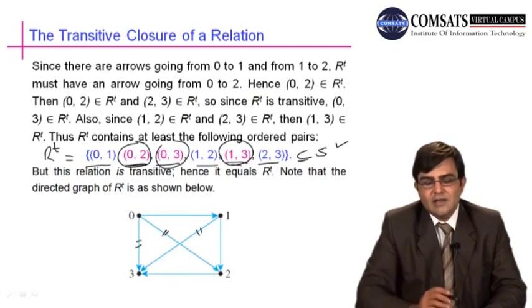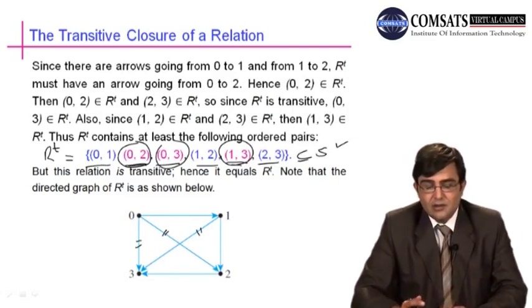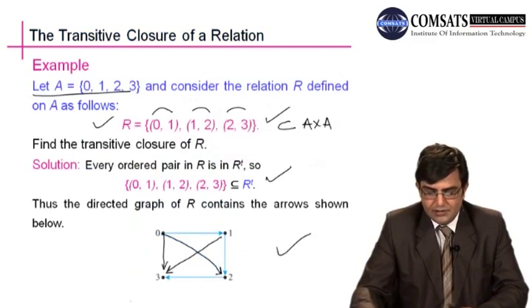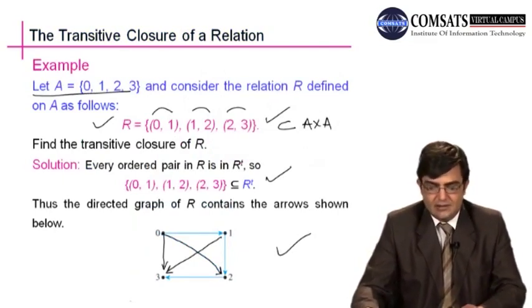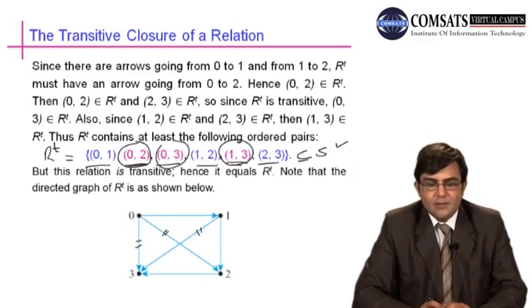We can verify it. So now we have constructed ourselves RT, the transitive closure of the relation. We have added arrows in the directed graph of R so that it becomes a transitive relation. This is basically the smallest possible subset of A cross A which is a transitive relation. So this is the transitive closure of a relation.